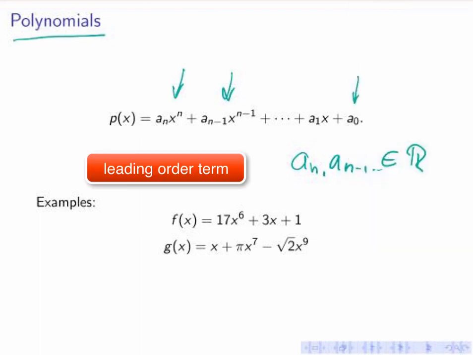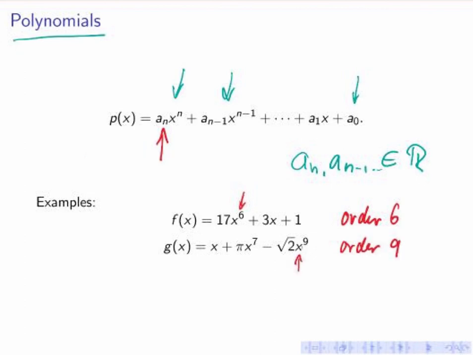Interesting is what is called the leading order term. Here this is the leading order term, and we call a polynomial to have order n if the leading order term is a x to the n. So this guy has order 6, right? The highest order term is 6. And this guy is a polynomial of order 9, because the highest order is 9 here. It doesn't have to be in order, so the higher order term can appear somewhere, not at the beginning, but maybe somewhere else along the line.